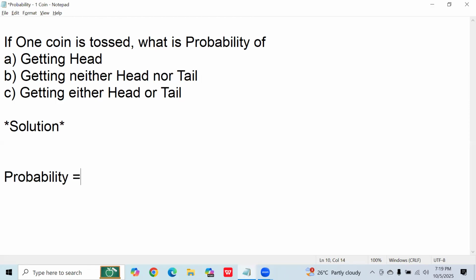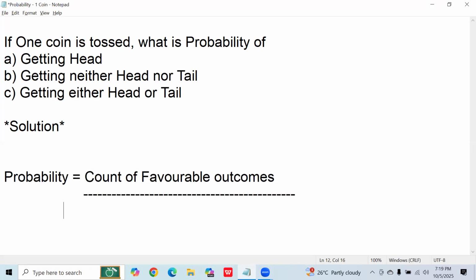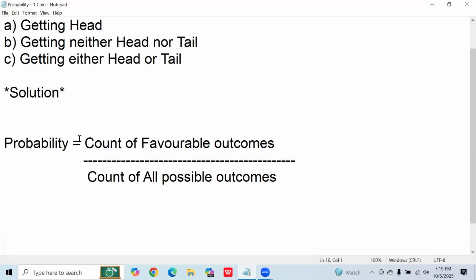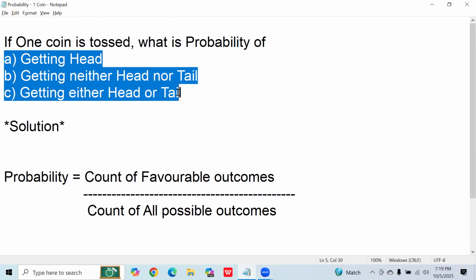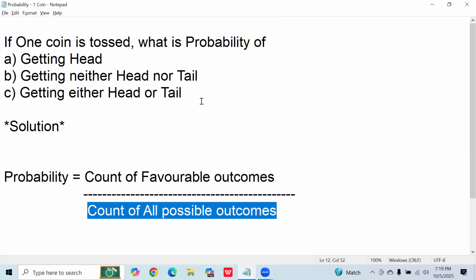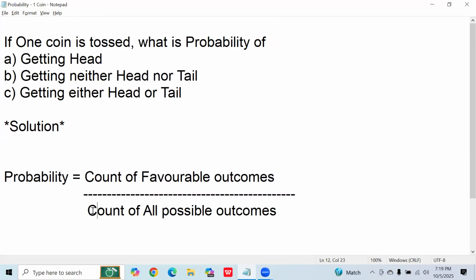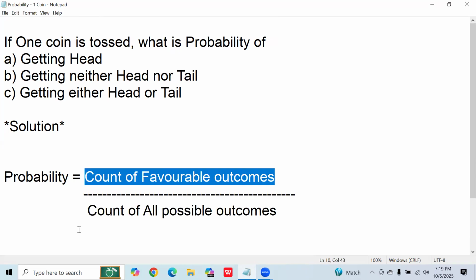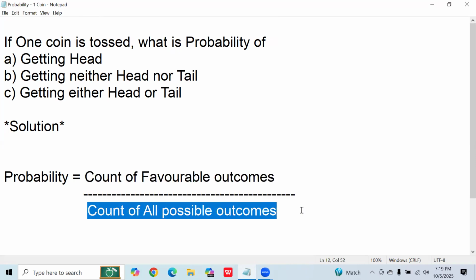So probability is nothing but count of favorable outcomes upon count of all possible outcomes. When we look at this problem, for all these three parts A, B, C, the denominator will be the same. The count of all possible outcomes will be the same for one coin. First of all, let's find out the value for this, and then one by one we will get the value for all three problems. So let's find out the count of all possible outcomes first.